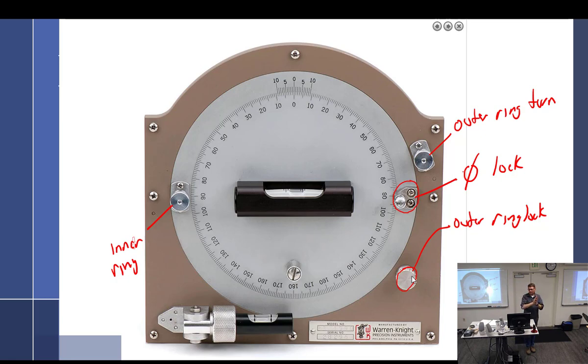Follow? And so I'm going to set the protractor down and turn the outer ring, or just do it manually, until the bubble centers perfectly. Then I'm going to go down here and lock that right here. And that's going to lock this outer ring in place with the 0, and the 0 means it's perfectly level.